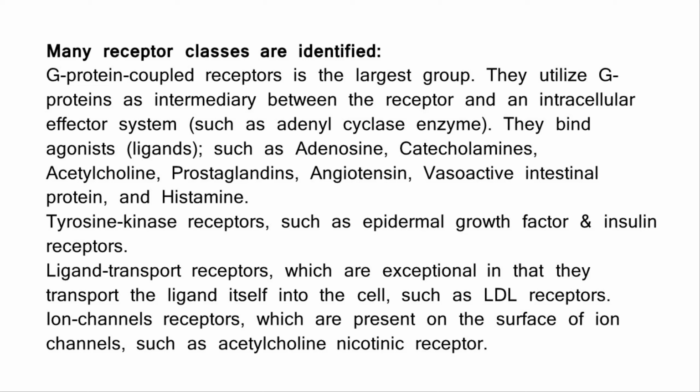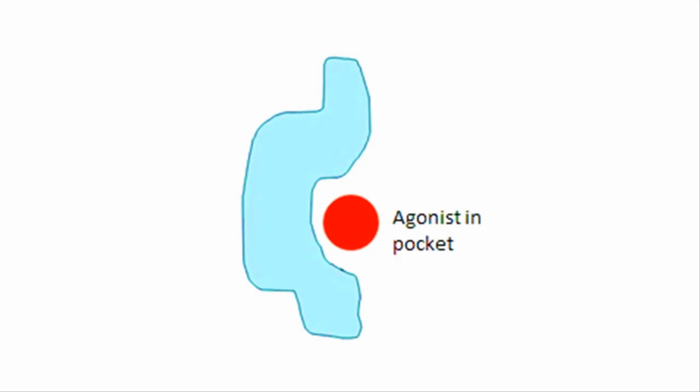Tyrosine kinase receptors, such as epidermal growth factor and insulin receptors. Ligand transport receptors, which are exceptional in that they transport the ligand itself into the cell, such as LDL receptors. And ion channel receptors are present on the surface of ion channels, such as acetylcholine nicotinic receptor. Receptor pocket. The receptor pocket is the equivalent of the aqueous pore present in ion channels. It performs two functions: 1, it acts as the ligand binding site on the receptor surface, and 2, it determines the receptor selectivity for the ligands.